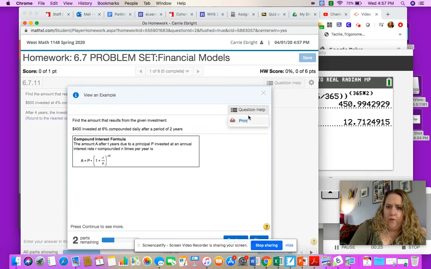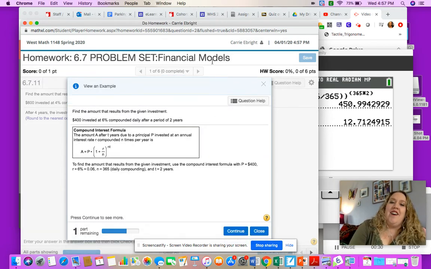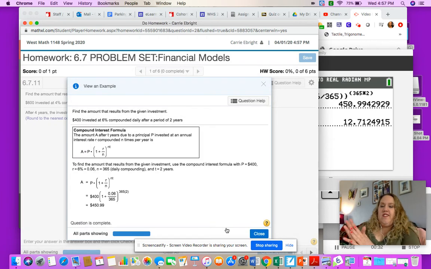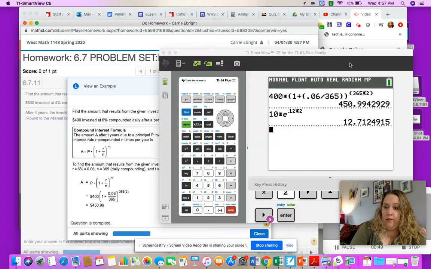So, hit continue. There we go. So the first example, we're using the compound interest formula. Now I already went through an example like this on my other video, so I'm not going to go through the full thing, but I want to show you how to type this in the calculator. So if you look right here where it's the 400 times 1 plus 0.06 divided by 365 raised to 365 times 2, that's what I'm typing in.